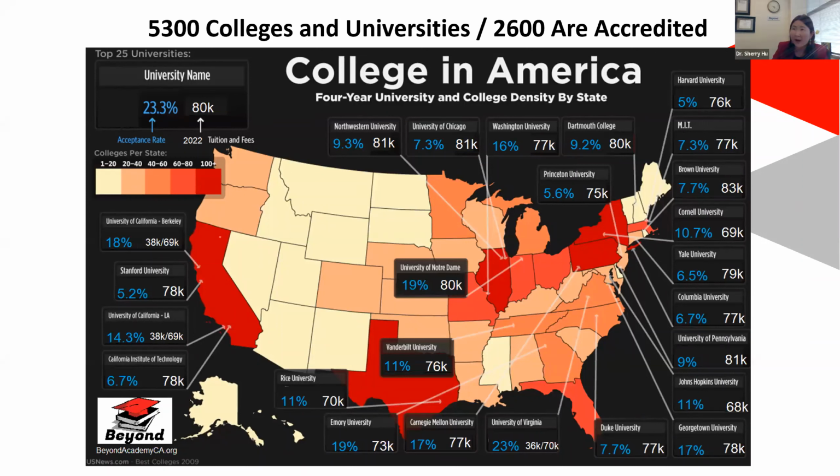Another thing about this map is they do provide you an idea about where the colleges are. So totally there's over 5,000 colleges in the country, and half of them, like over 2,000, are accredited. When there's a dark color here, it means there are a lot of schools here. So a lot of schools in California, a lot in Texas, a lot on the East Coast. And you want to make sure you attend an accredited college.